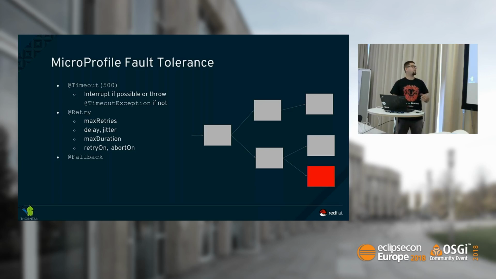You can specify maximum number of retries, how long should application wait before retrying. You can also say that you want to wait some random time. Max duration of all the retries, or you can even say that you want to retry on some specific exception and abort on another. You can also specify a fallback. So if something fails, you can say do this instead of calling this service.